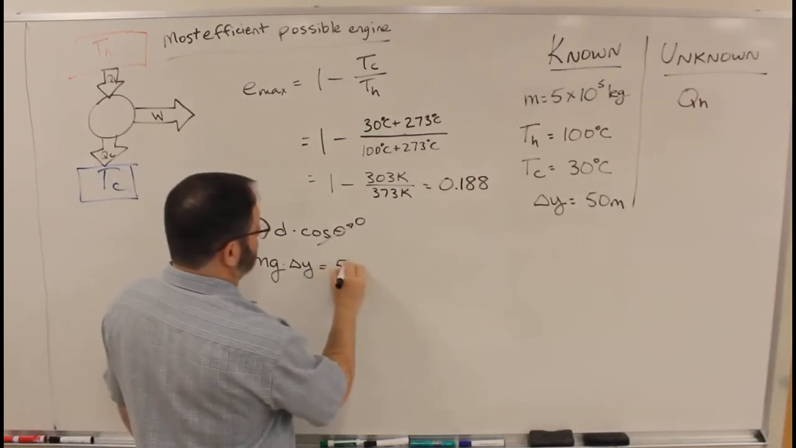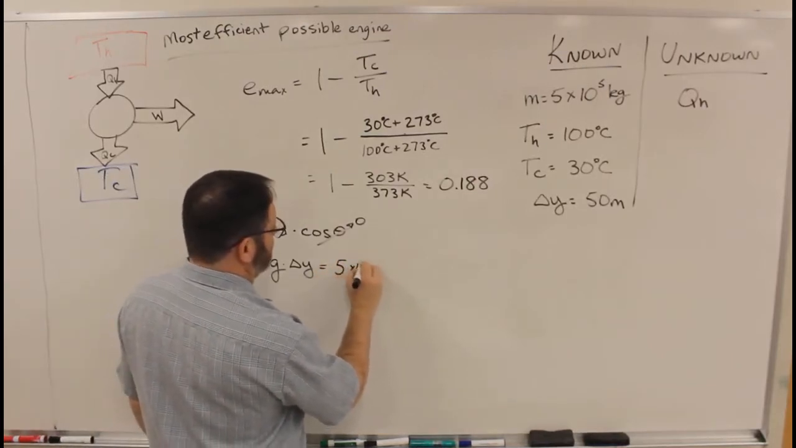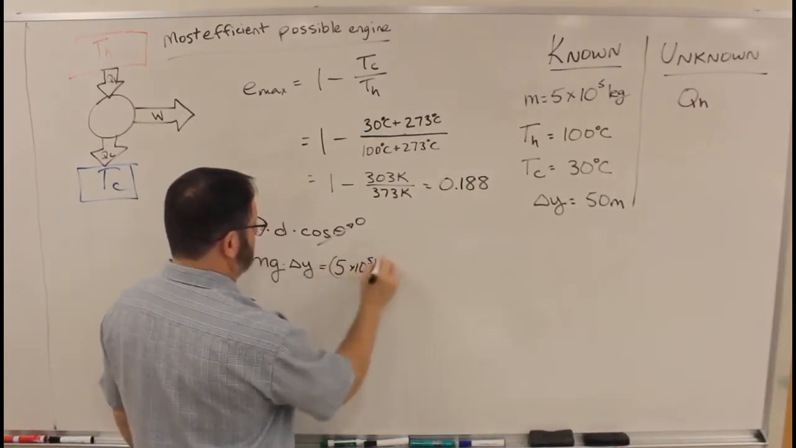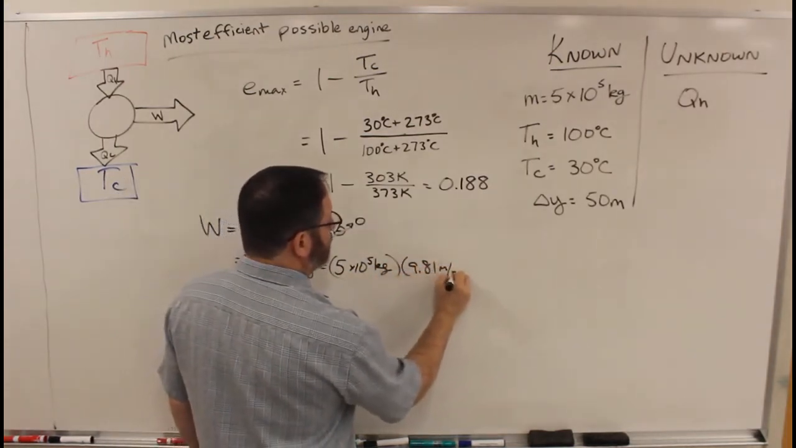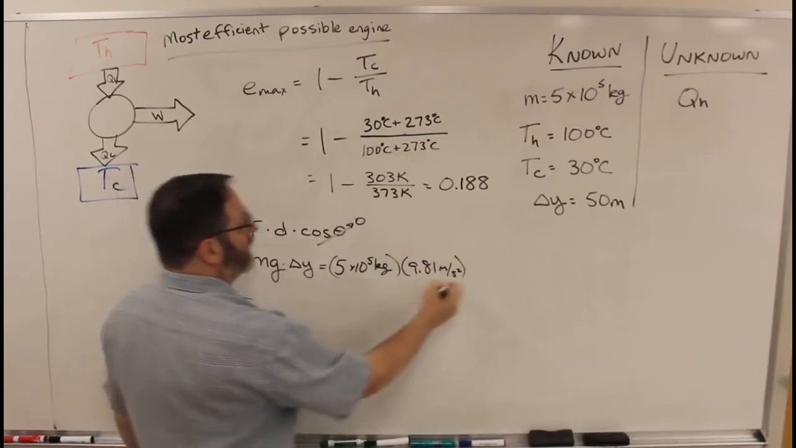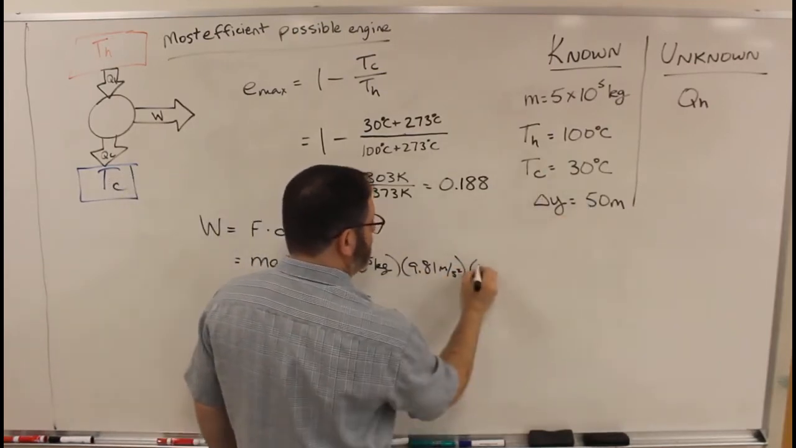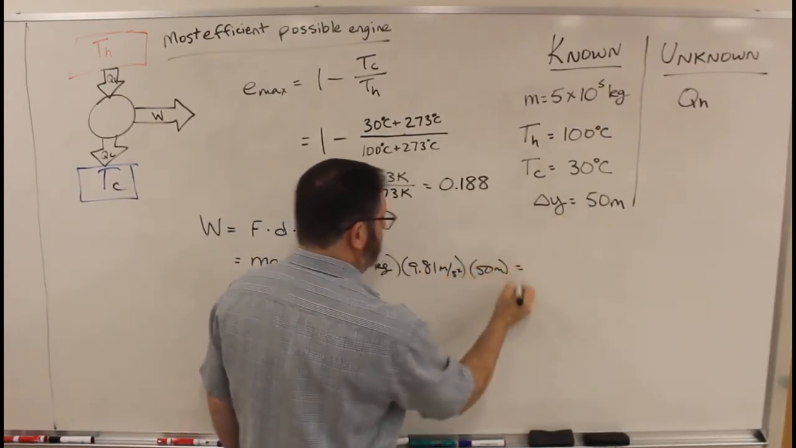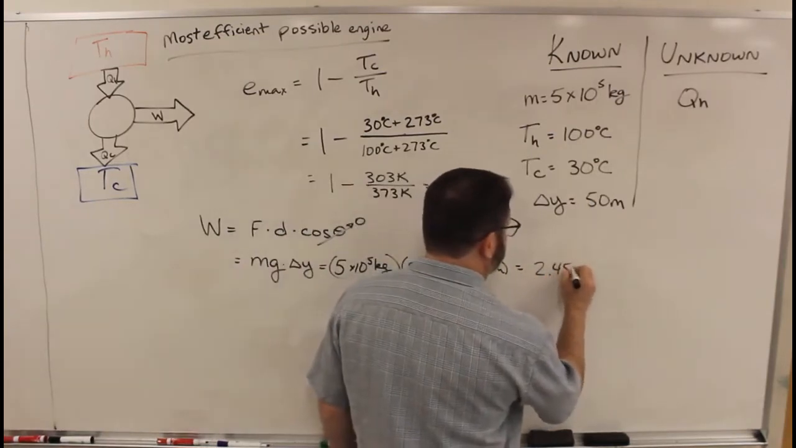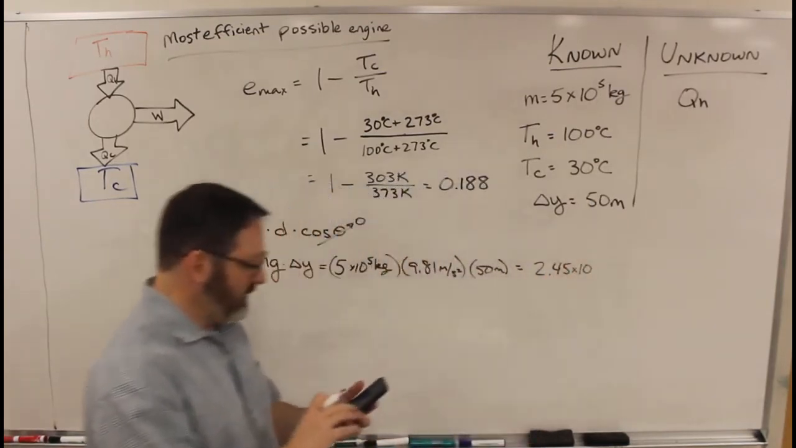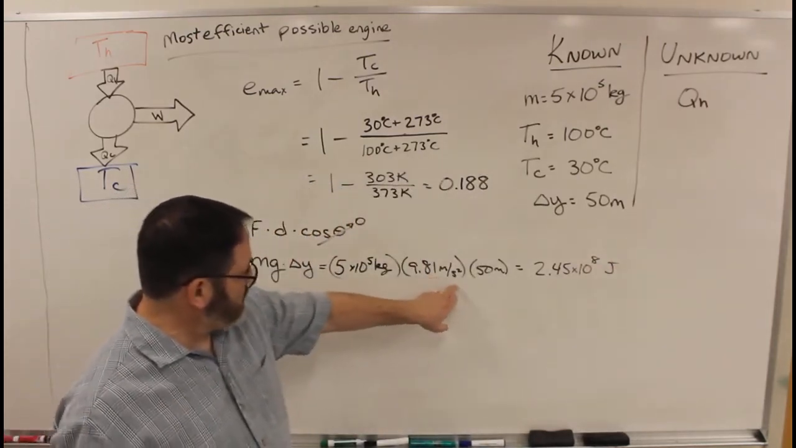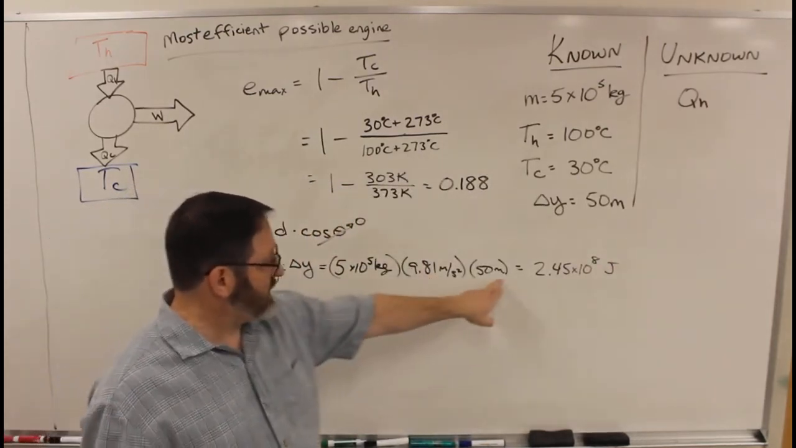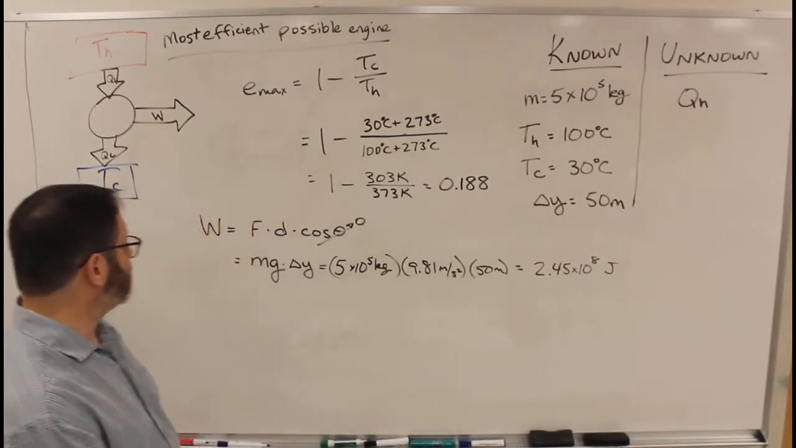That is 5 times 10 to the 5th kilograms times g, 9.81 meters per second squared, delta y, 50 meters. 2.45 times 10 to the 8 joules. Joules, because kilogram meters per second squared, that's newtons, times meters gives us joules.